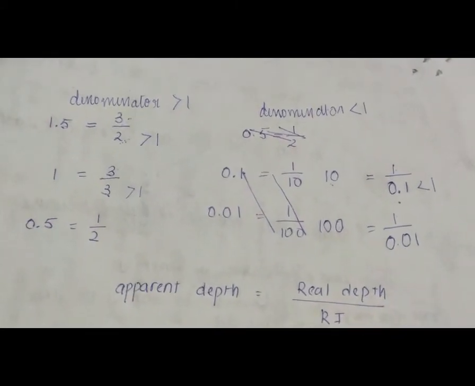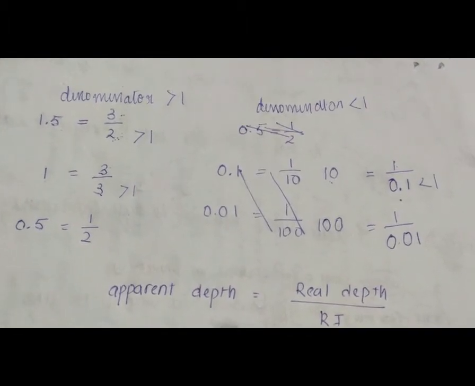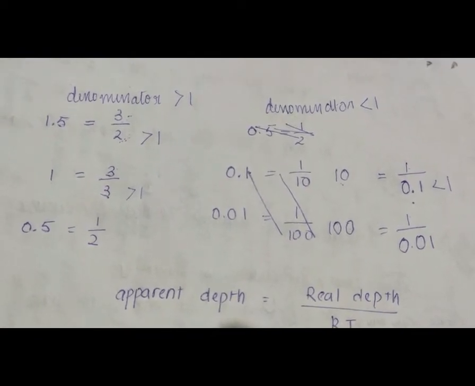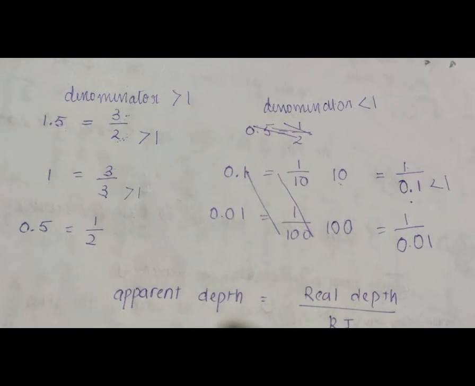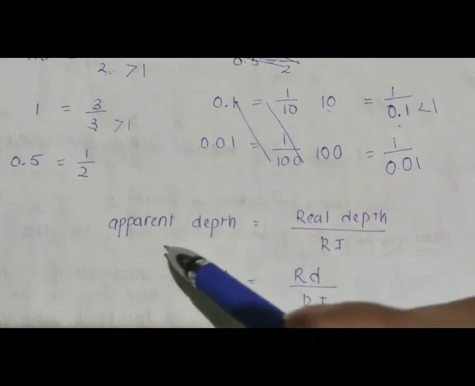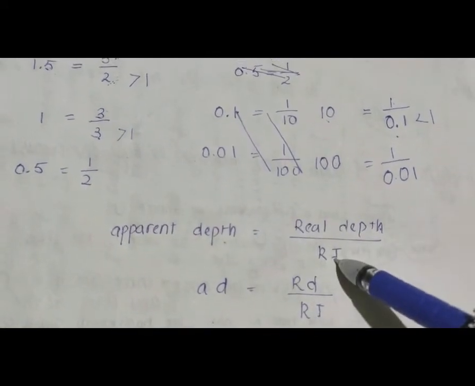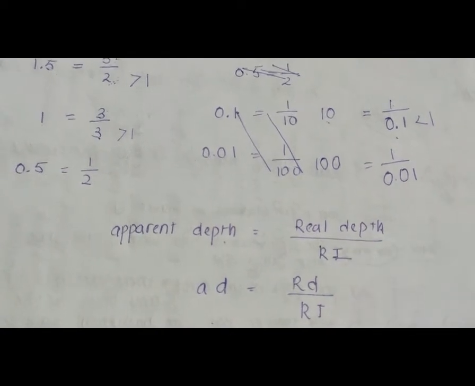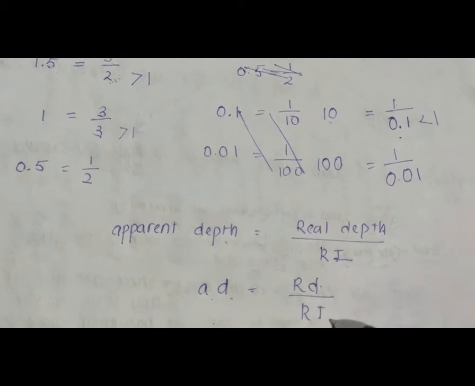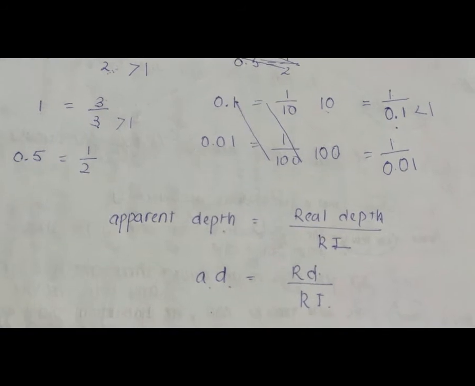So what I want you to do is pause the video for now and take a good look at these 5 examples until you get the proper idea. If that's it, then let's go to here. As I have derived, apparent depth equals real depth divided by refractive index. Clear? Or I can say apparent depth equals real depth by refractive index. I'll just use the short notations.